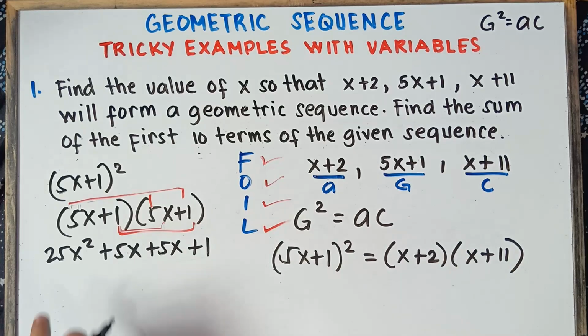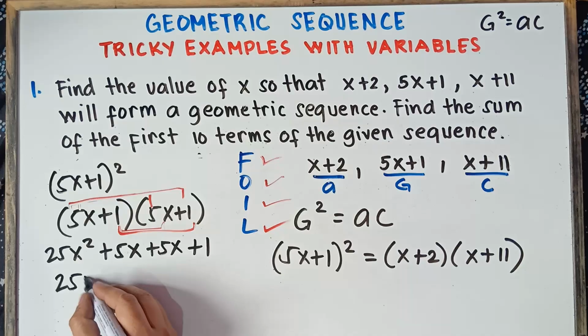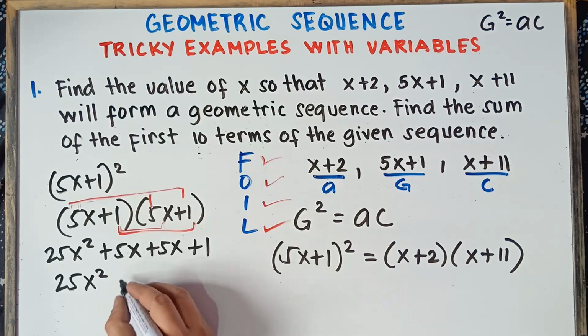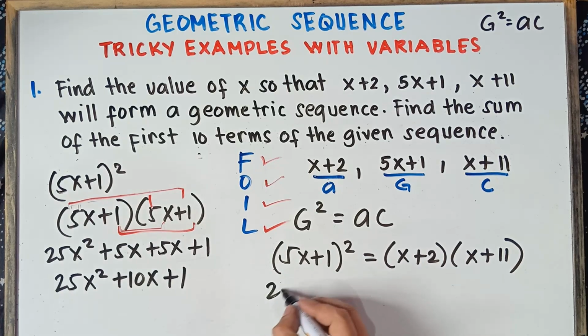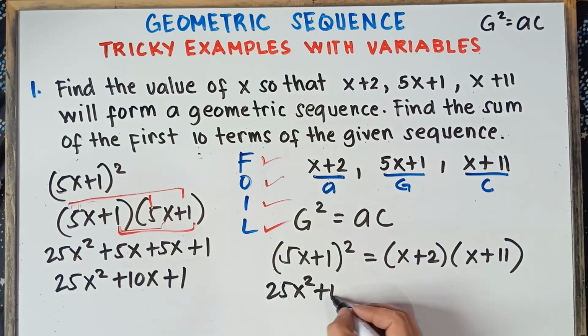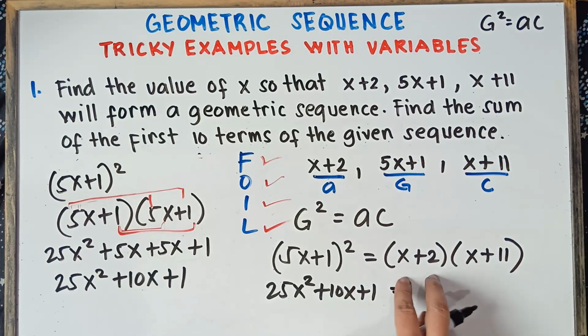And then simply combine like terms. So this will be 25x squared. 5x plus 5x is 10x. And then copy positive 1. So this will be 25x squared plus 10x plus 1 equals, and then simply simplify this one.